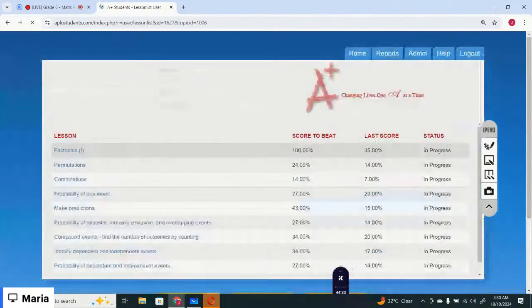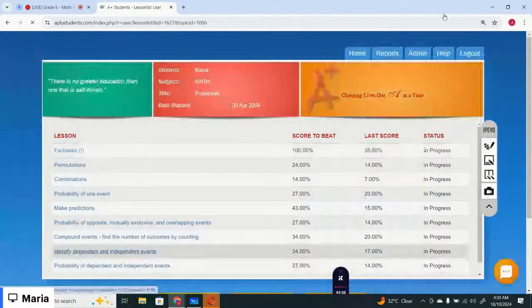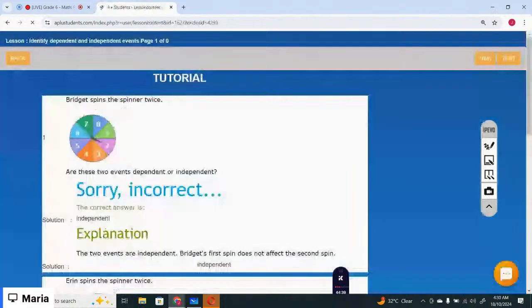The next lesson is identify dependent and independent events. So, Briquet spins the spinner twice. Are these two events dependent or independent? Whenever you are talking about spinners, they are always independent events, right? Keep this in your mind. They are always independent events.